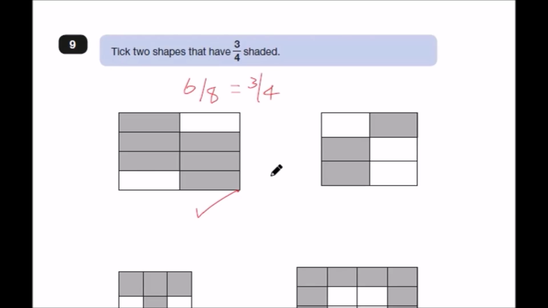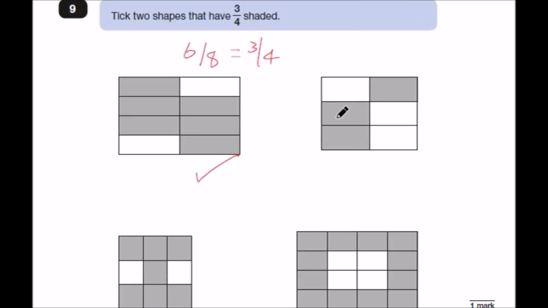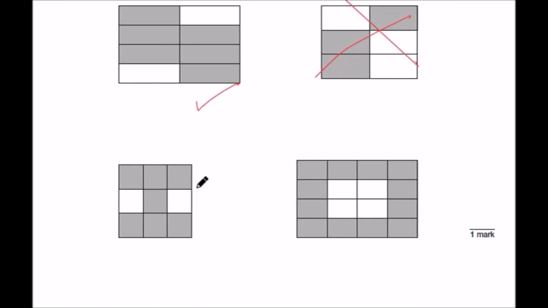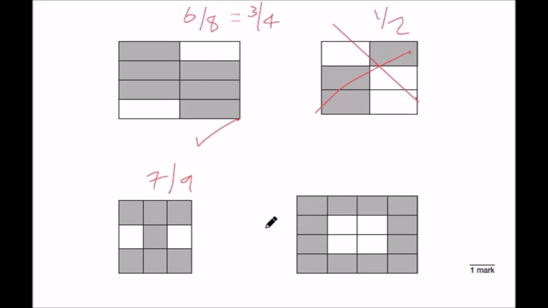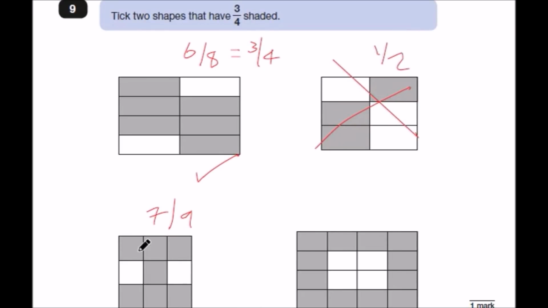If you divide up and down by 2, you get 3/4. So this is one shape, tick. Now this one looks like half has been shaded. So you got 2, 3. So 3 over 6 is actually a half. Nope. This one could be right, but let's double check. So we've got 1, 2, 3, 4, 5, 6, 7. So it'll be 7 over, how many do we have? 8, 9. Nope, doesn't look like you can reduce it, so this is wrong.